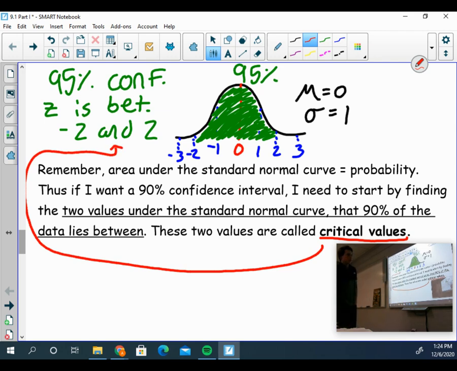So first things first, I know this is probably a little confusing right now, before we get into the big picture of actually finding a confidence interval, let's look at a couple examples and find critical values for different amounts of confidence.